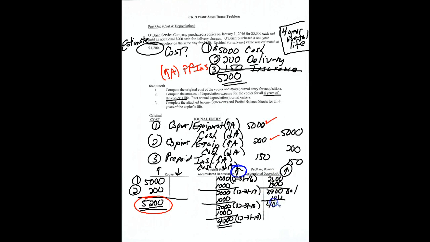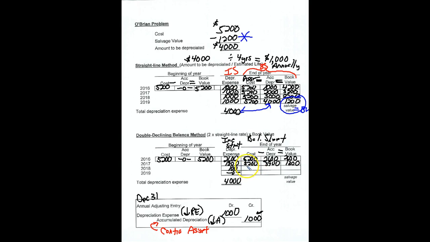So at the end of 2018, we would have a $4,000 balance, and we're done. So the copier account would have this. Accumulated depreciation would have a $4,000 balance. And we would not make any more journal entries.